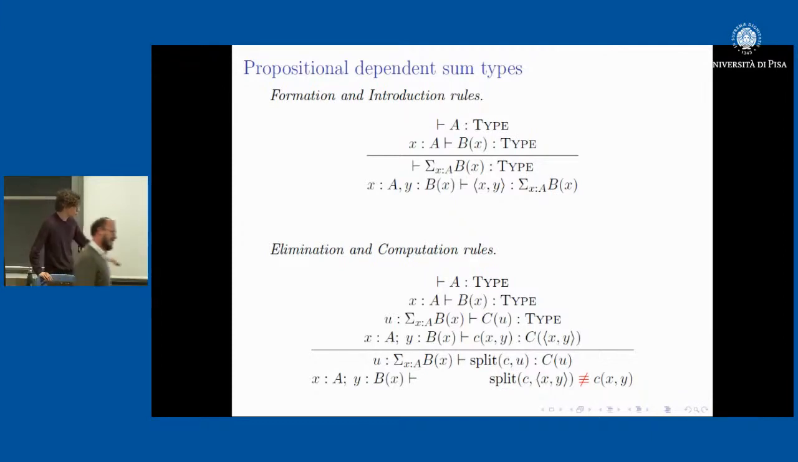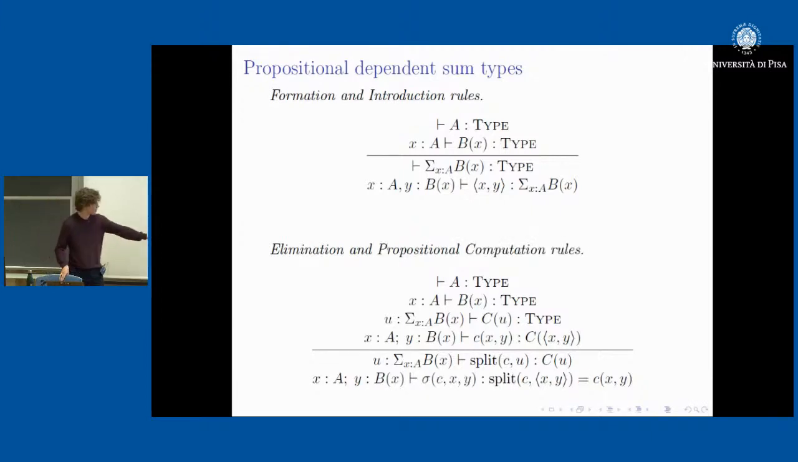Dependent sum types also have a computational rule, right? And again, we do not require, in this case, to have it in judgmental form. We just require it in a weaker form, that there is a term that inhabits the corresponding ID type.